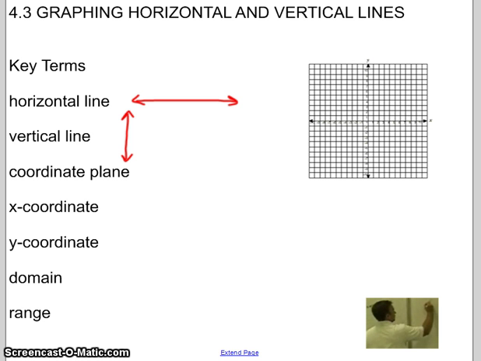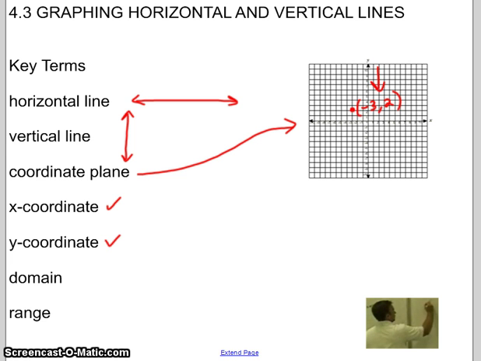Coordinate plane, again, is this thing right here, with the x and y axis. We have x coordinates and y coordinates. If we have a point, it has an x coordinate and a y coordinate, and that is what we call an ordered pair.